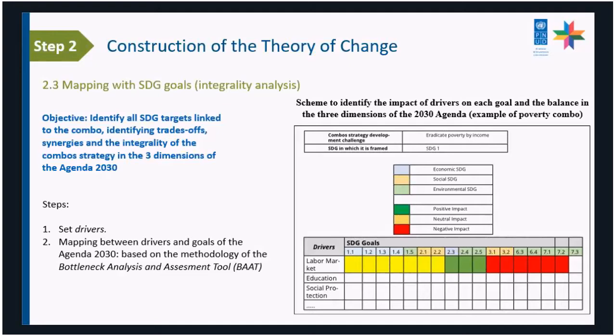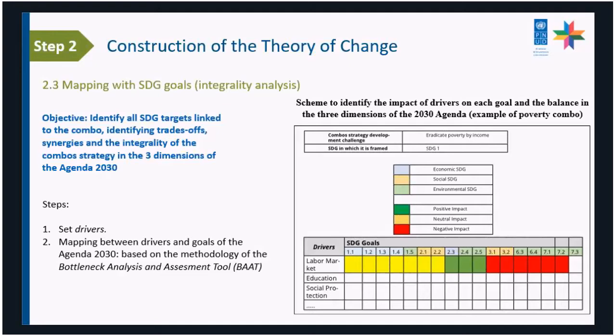Now, it's a bit mechanical and it's a bit burdensome as a process, but we find that it's very useful to really get a sense whether the combo has an impact across multiple targets, and whether there are any trade-offs, if there's any area where the impact can potentially be negative, and the extent to which it balances some of these, the three dimensions of sustainable development.